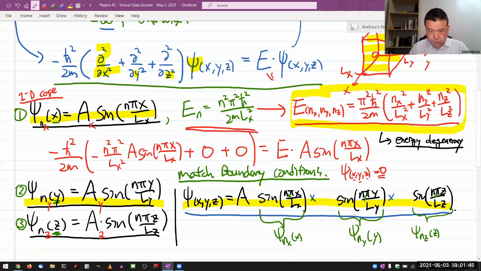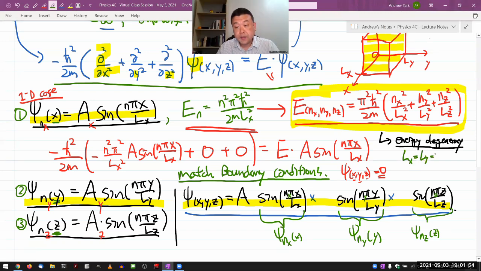And the way this is written, you can't quite see that, but if you were to consider a special case where the box is a cube, then you can see that you do have that degeneracy.